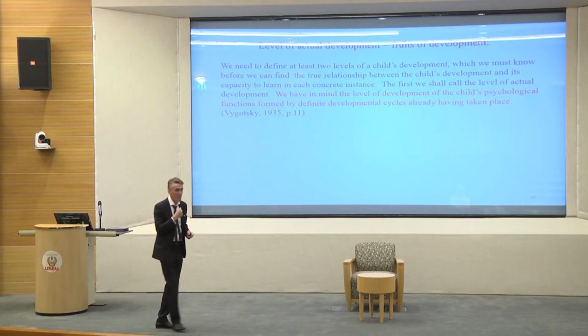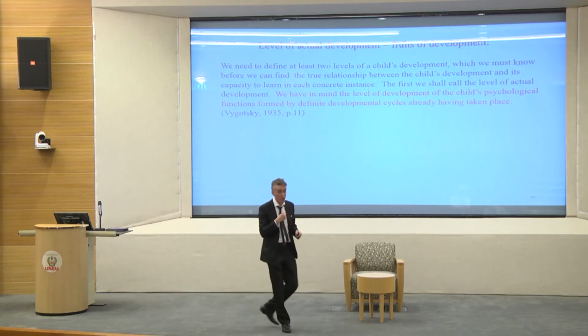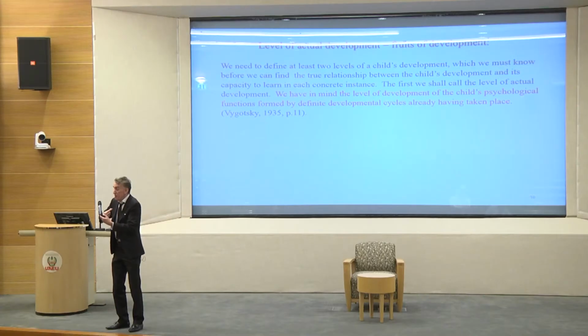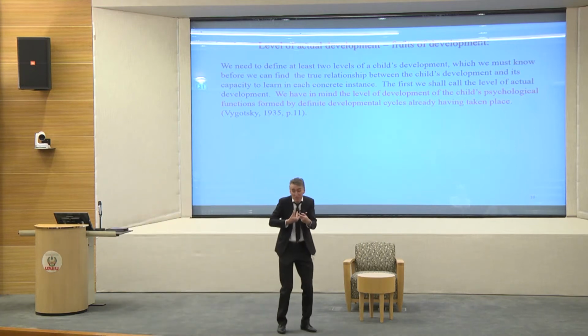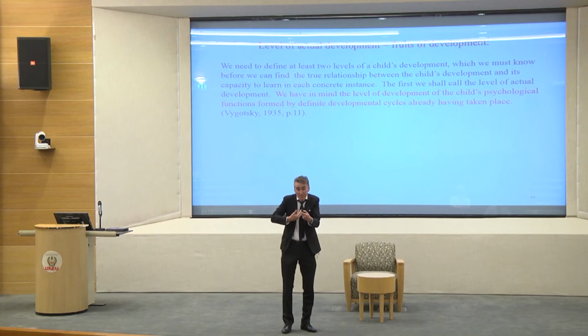At the same time, every child has intellectual functions which are already developed. They are fruits of development. And every child has some other intellectual functions which are in the beginning of development. They are buds of development. They are flowers of development. They are in the process of maturation.